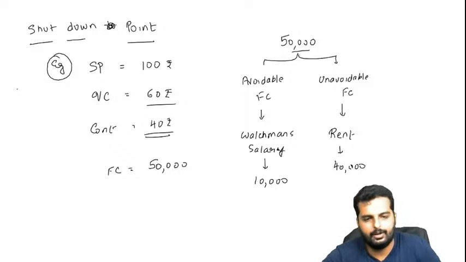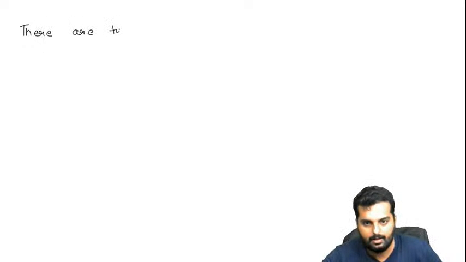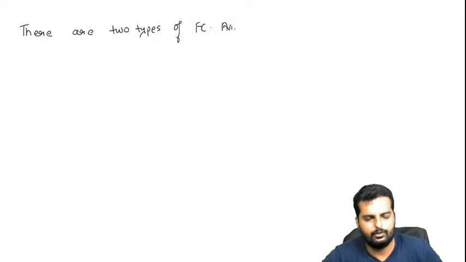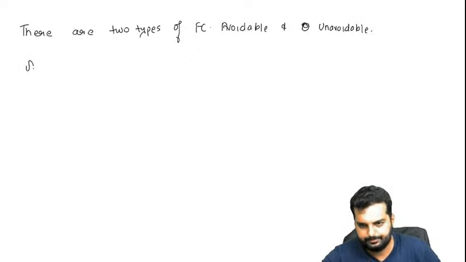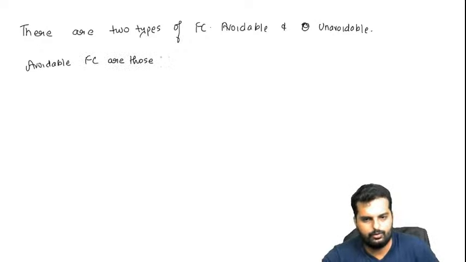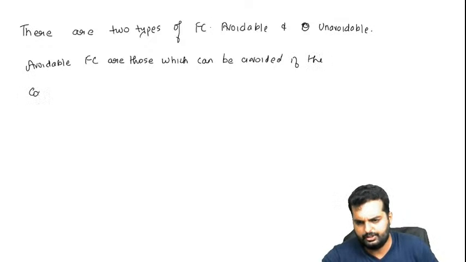Alright friends, I believe you have put up till here in your books. Let's give a note for the avoidable and the unavoidable fixed cost. Alright. There are two types of fixed cost. Avoidable and unavoidable. Avoidable fixed costs are those which can be avoided if the company shuts down.